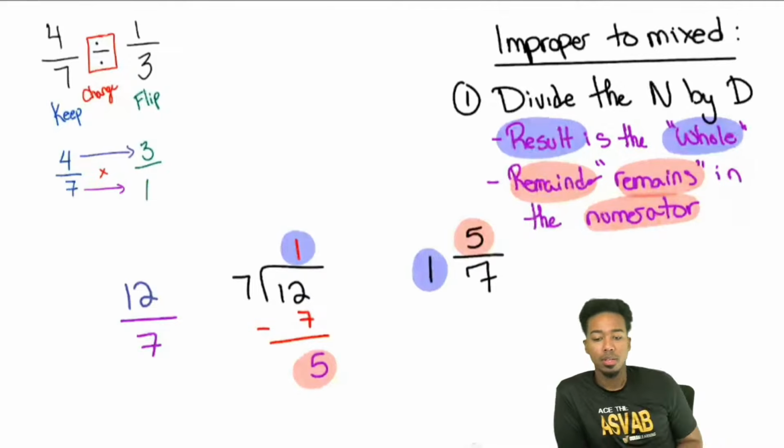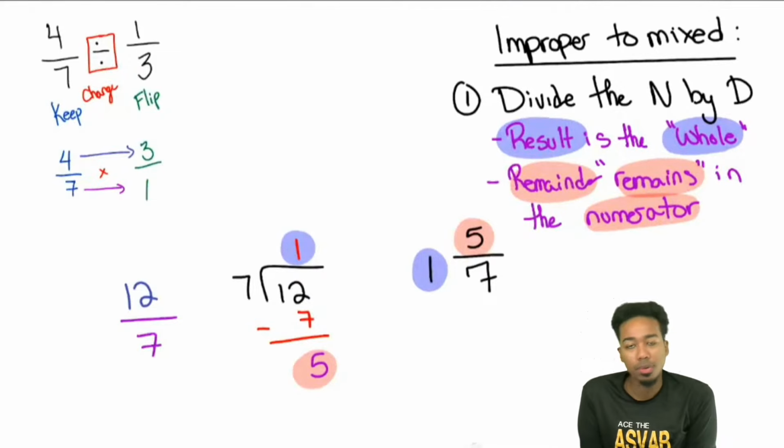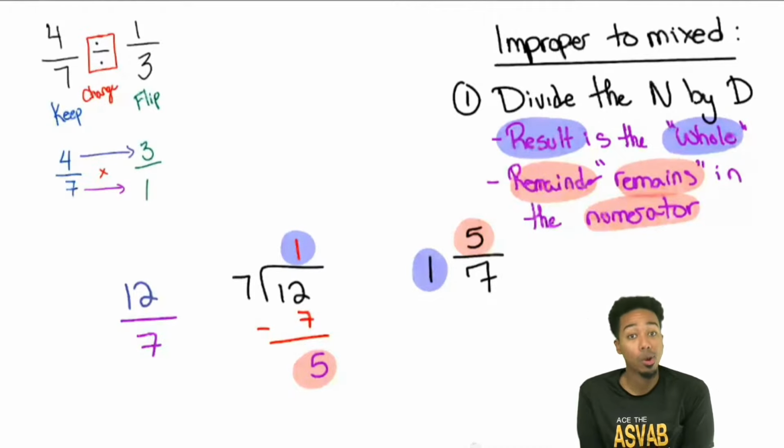Cool. So with that, again, main focus here is when you divide the top by the bottom, that whole number that you get is going to be the whole number there. And the remainder remains in the numerator, same denominator.